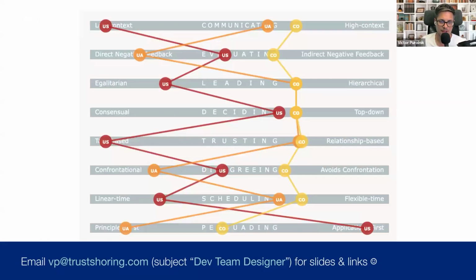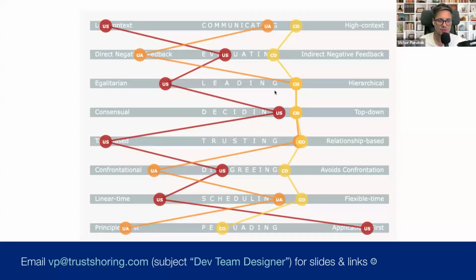I'm now going to put three countries on here, which is the US in red, sorry, Ukraine in orange, and Colombia in yellow. So, for example, you see that you have a huge difference in low versus high context communication, right? Here you see a key Eastern European feature of giving very direct negative feedback, versus Colombia and a lot of other countries being more on the indirect side, right?